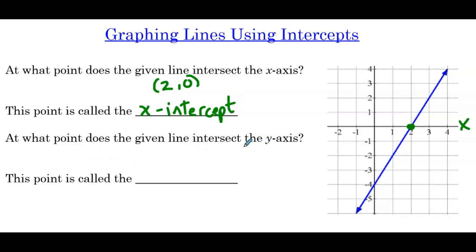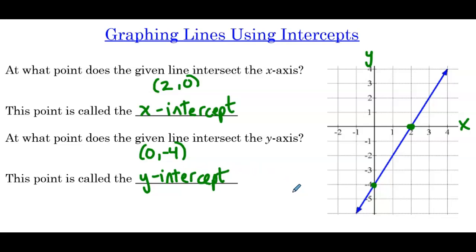At what point does the given line intersect the y-axis? So the y-axis is our vertical axis. It intersects at this point here, which is 0 on the x, -4 on the y. So we have 0, -4. This point is called the y-intercept.